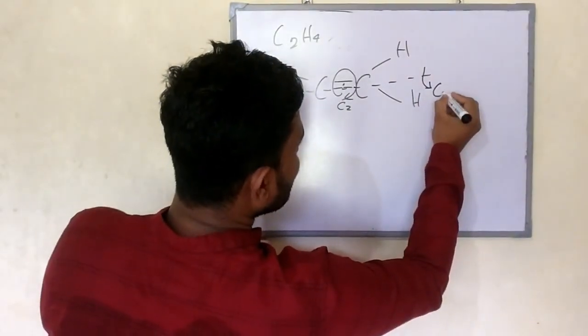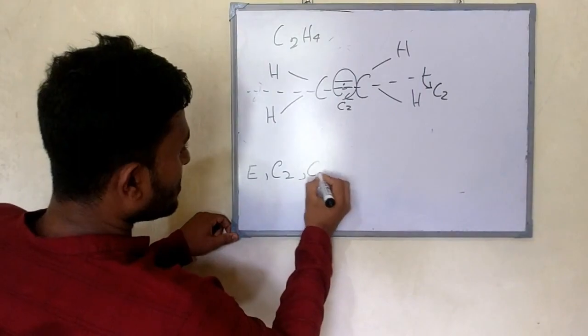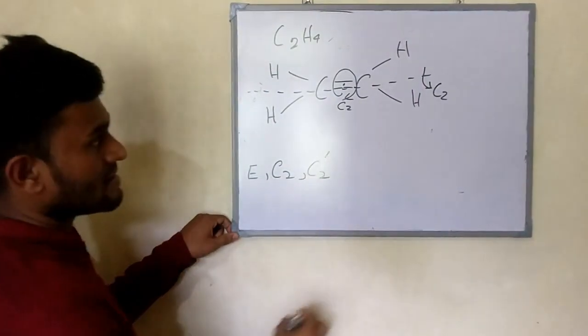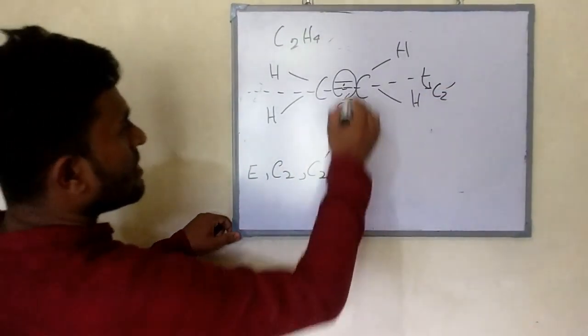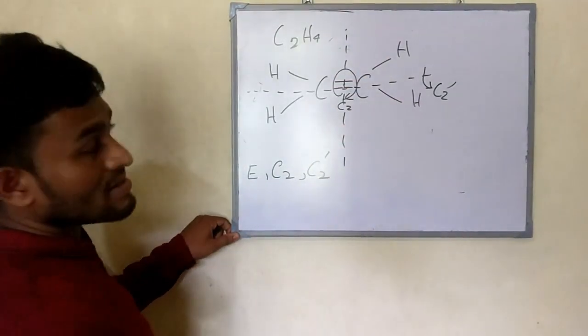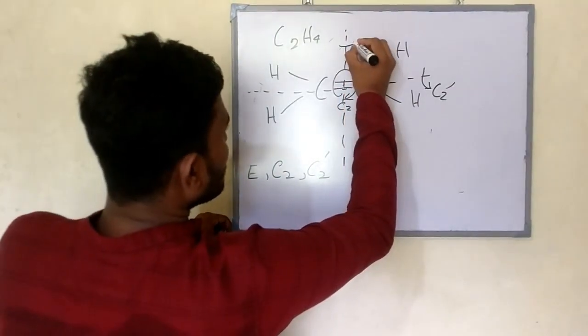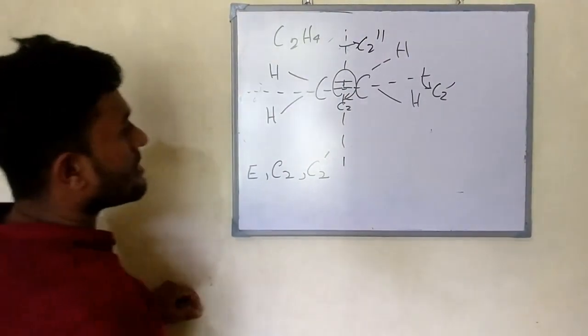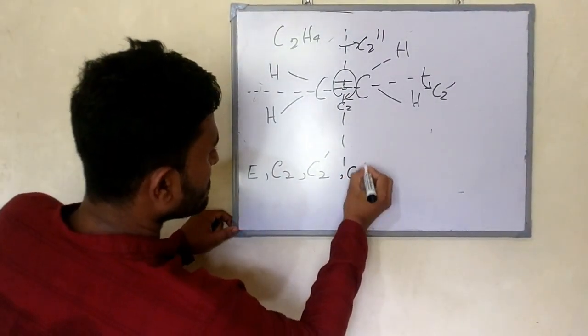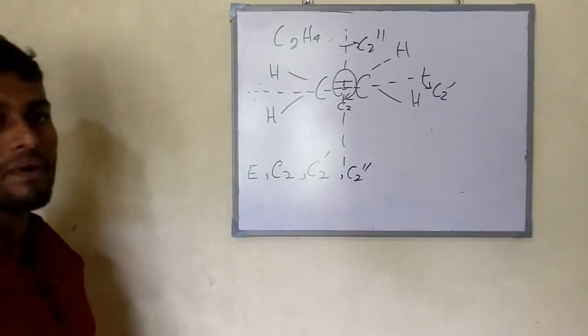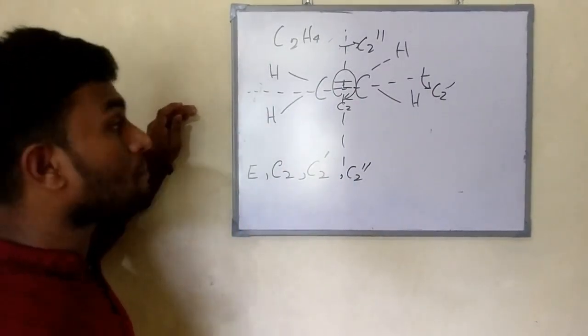This is another C2. So that is C2 dash, different C2. And this one, this is another C2. This is C2 double dash. So these are the proper axes. Then you want to see the plane of symmetry.